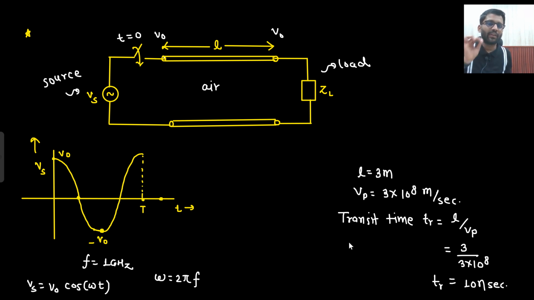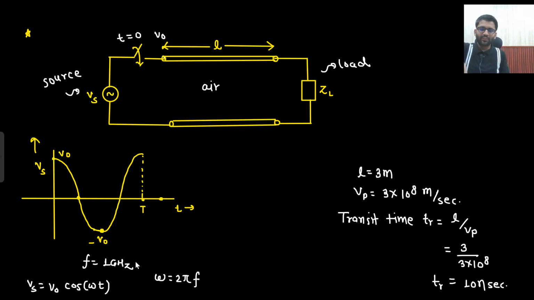Now let's analyze what will happen at t equals to 0.5 nanosecond. So what is the frequency of this wave? 1 gigahertz. That means what will be the time period? Time period will be 1 nanosecond. Do you agree to this point? Time period will be 1 nanosecond.